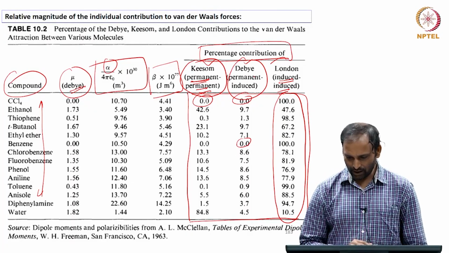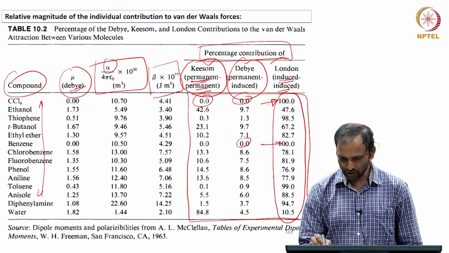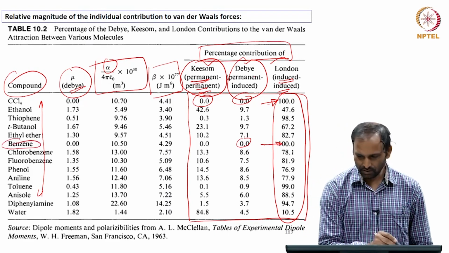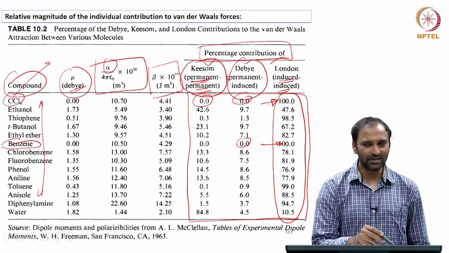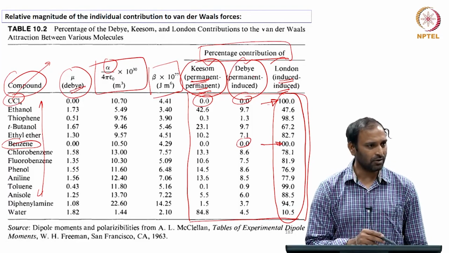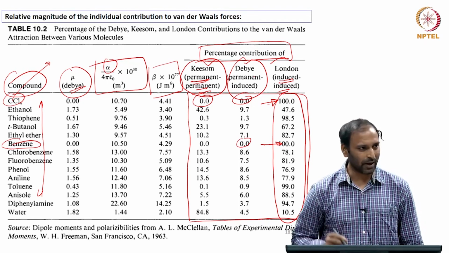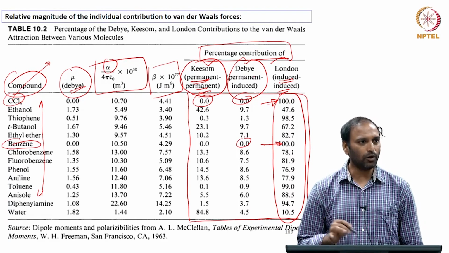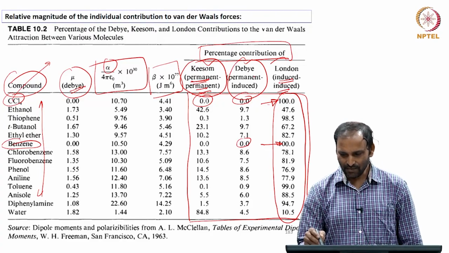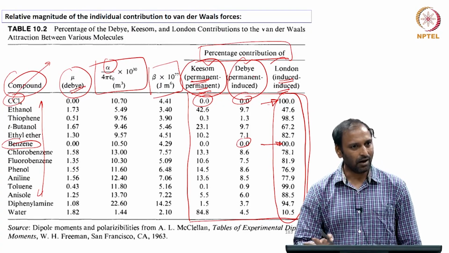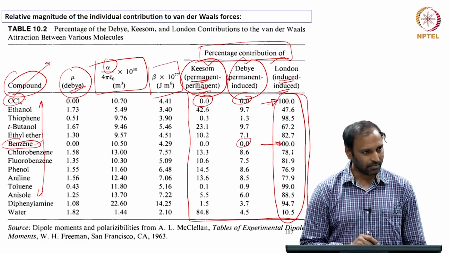And let us look at cases where, if you look at London dispersion forces here, for these two molecules, which are benzene and CCl4. CCl4 is another example of a symmetric molecule where only induced dipoles would be present. So for non-polar molecules, you will see that the contribution of London dispersion forces would be highest. Examples are benzene and CCl4.